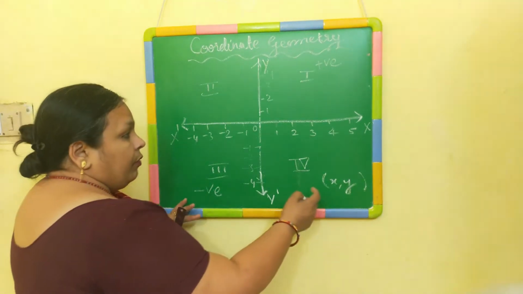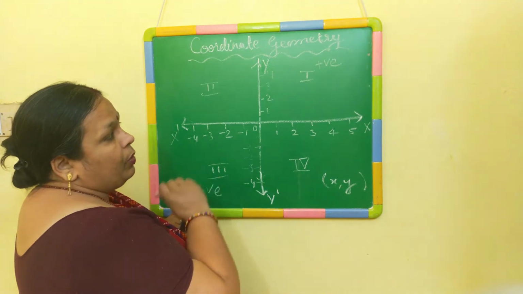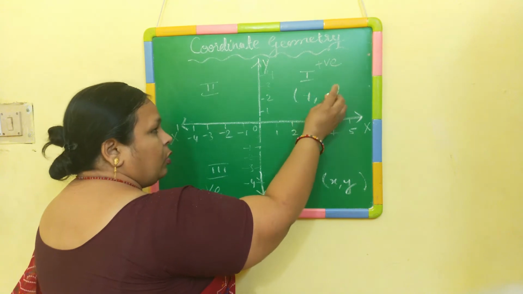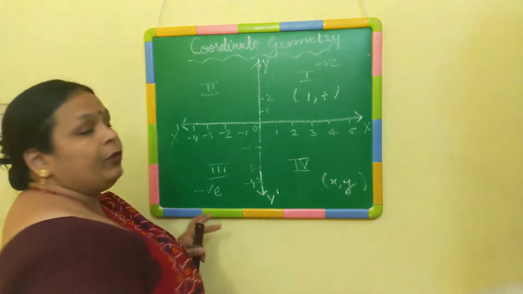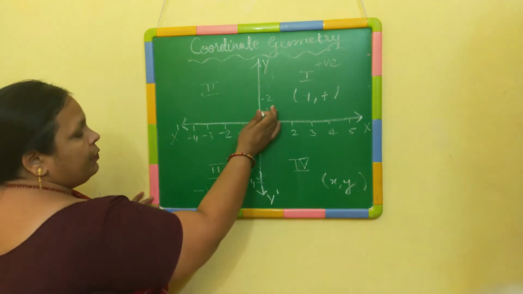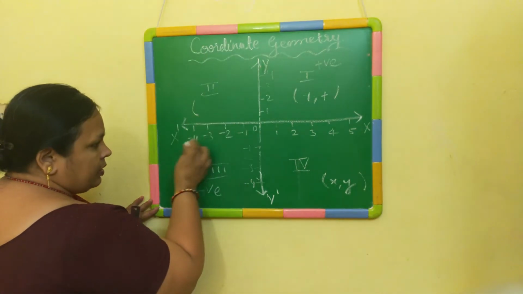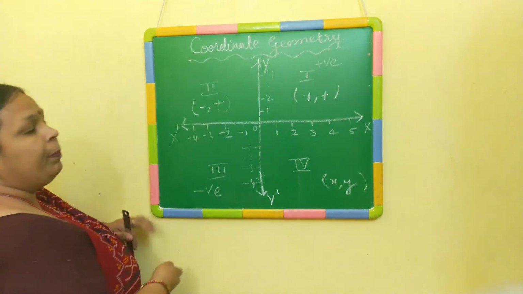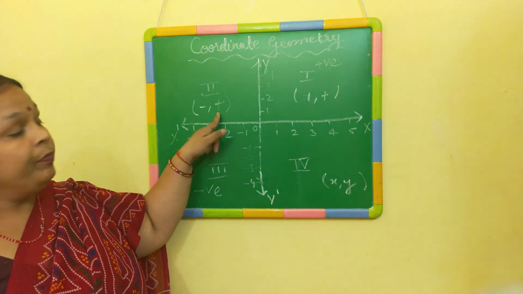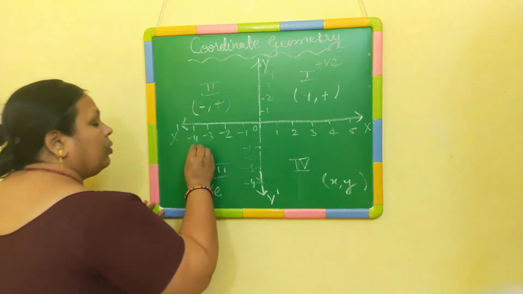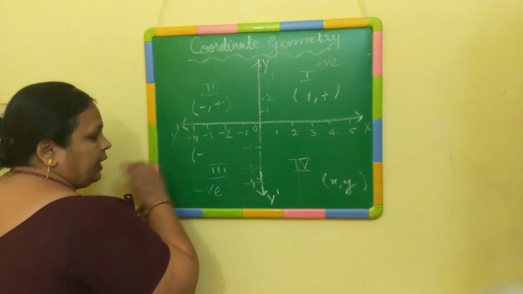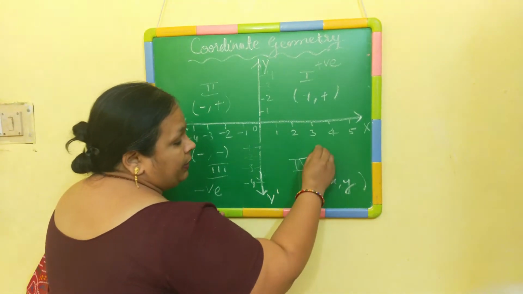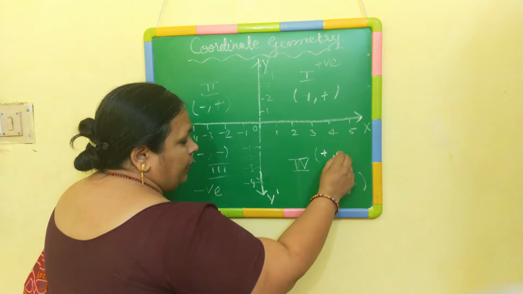Here, we also need to understand that in the first coordinate, whether it is x or y, both will have positive values, whereas in the second coordinate, x has a negative value and y has a positive value. So the ordered pair formed here is negative and positive. When we talk of the third coordinate, we have x as negative and y also negative. When we are talking of the fourth coordinate, it is x as positive and y as negative.